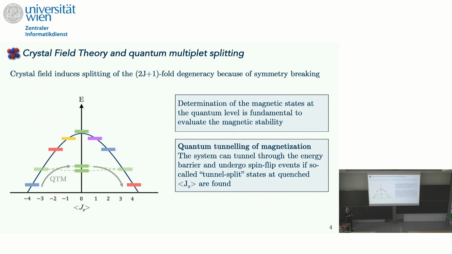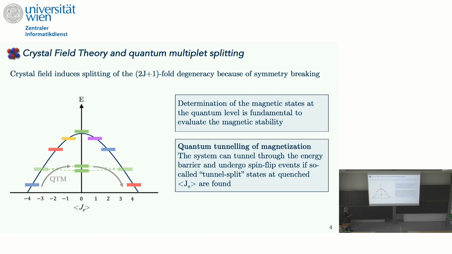Nevertheless, the classical picture I just gave is mostly not sufficient, and in order to have a complete overview of the magnetic stability, we need to go into the quantum framework and determine the splitting of the 2J+1-fold degenerate quantum multiplets. And this is because at the quantum level, some phenomena can happen which we cannot see classically. For example, quantum tunneling of magnetization, where the system can tunnel from one spin state to the opposite one without the need to overcome the whole energy barrier, but for example, via states that can form at quenched expectation value, which are called tunnel-split doublets. So if these tunnel-split doublets are the ground state, quantum tunneling can happen directly.